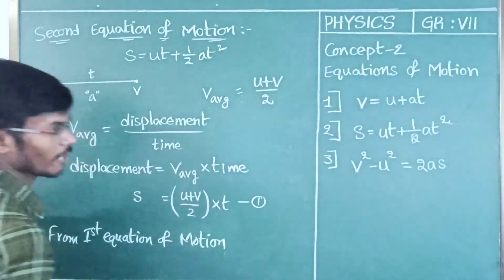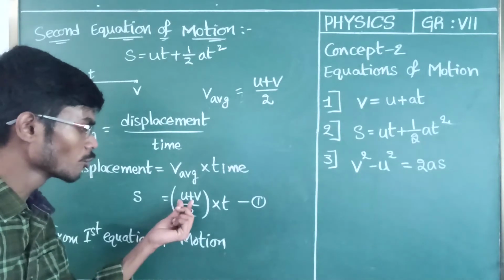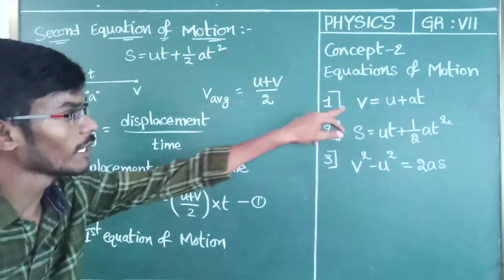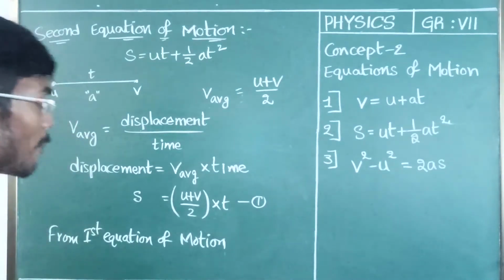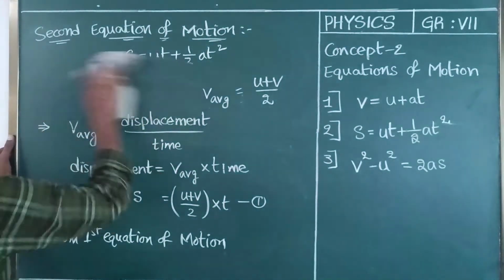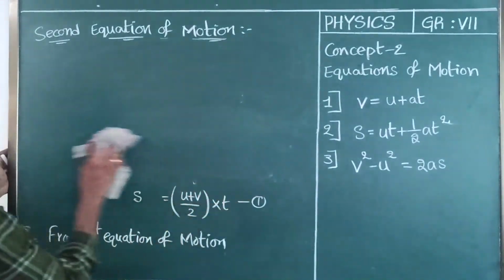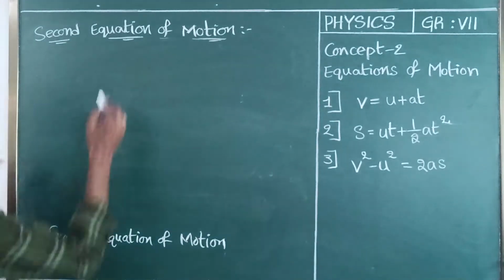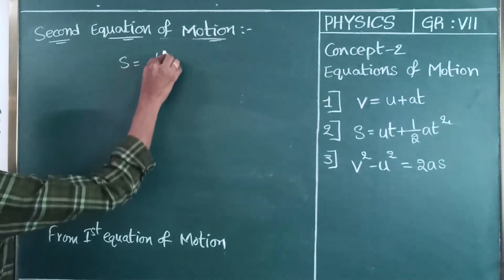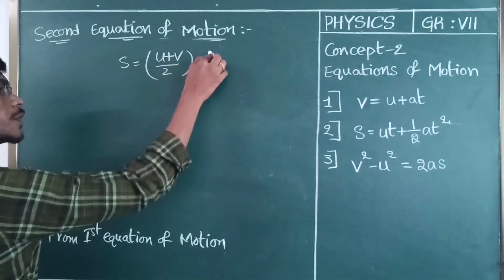Now, from the first equation of motion, what is the first equation of motion? V is equal to u plus at. Here we have two terms, u and v. We know the value of v. Can we substitute the v value here? If we substitute, what will happen? Observe here. See, here s is equal to u plus v by 2 into t.